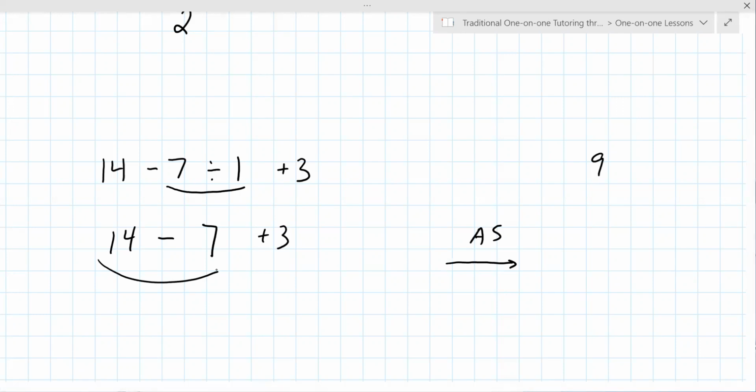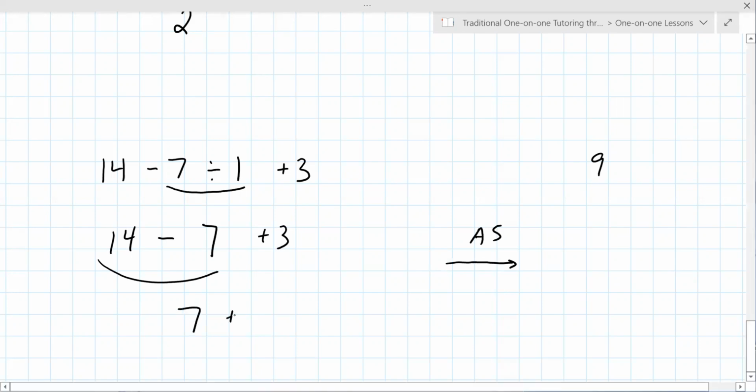7. 7 plus 3. See how I'm underlining the ones that I'm working on each time? Really helps to not get distracted by all the other things. What is 7 plus 3? 10. Yeah.